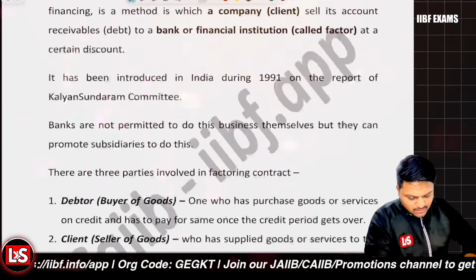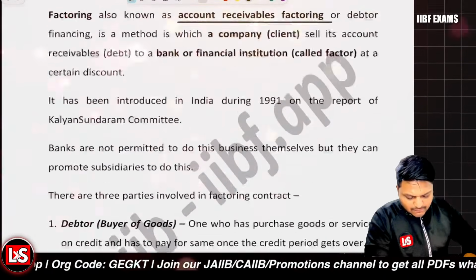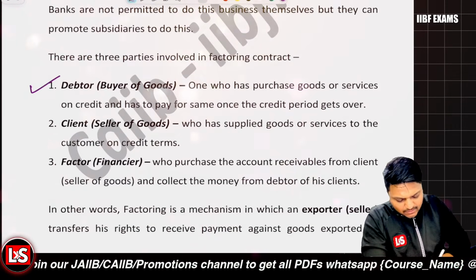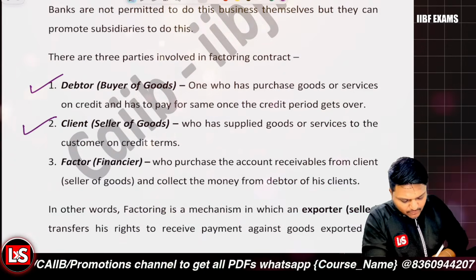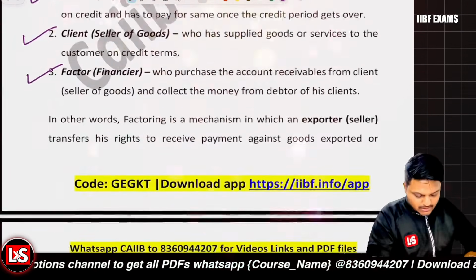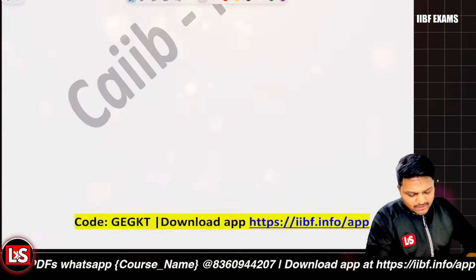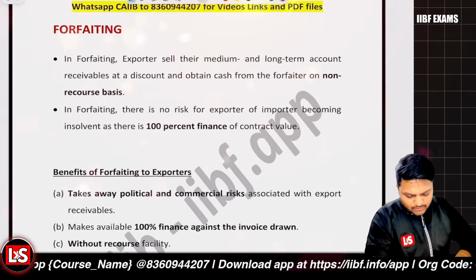The next topic is about the forfeiting, after the factoring. As I told you, under factoring we are having three parties: debtor, that is the buyer of goods; client, that is the seller of goods; and factor, that is the financier. And after that, we are having the topic related to the forfeiting.